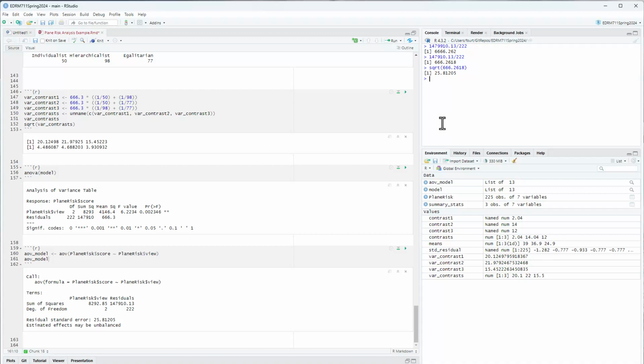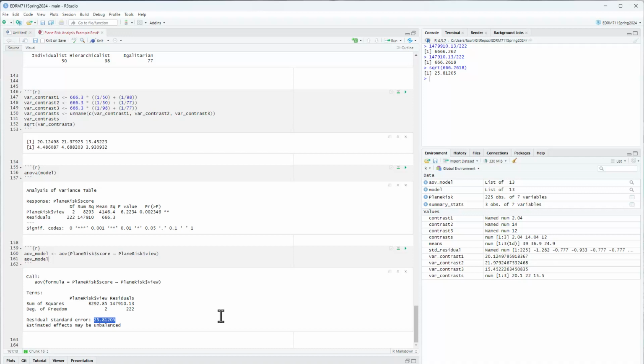And now if I take the square root of that, so remember the square root of a variance is a standard deviation. And this is a standard deviation that's actually based upon means, so it's a standard error. That's the residual standard error, 25.81. Well, what is that? That is the common sampling distribution standard error for each of our means.